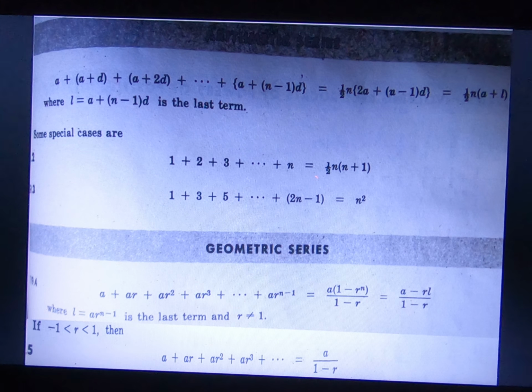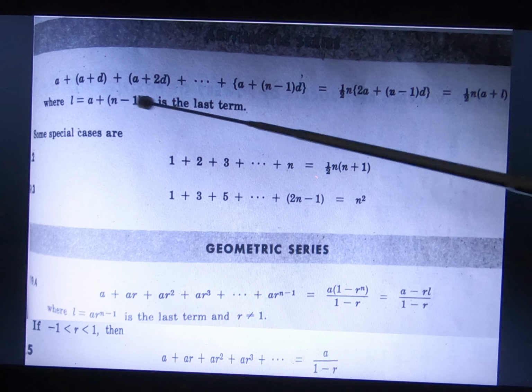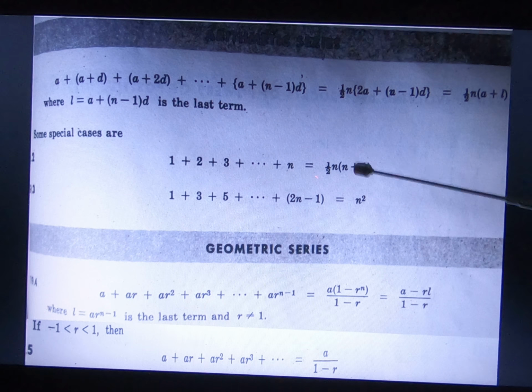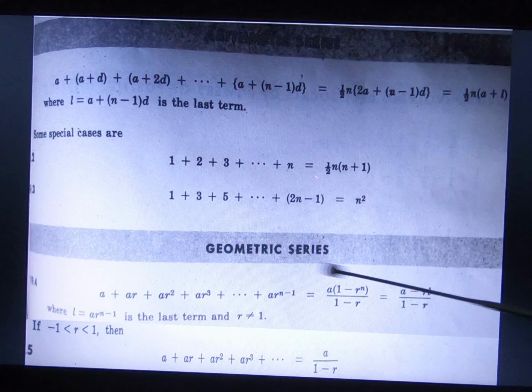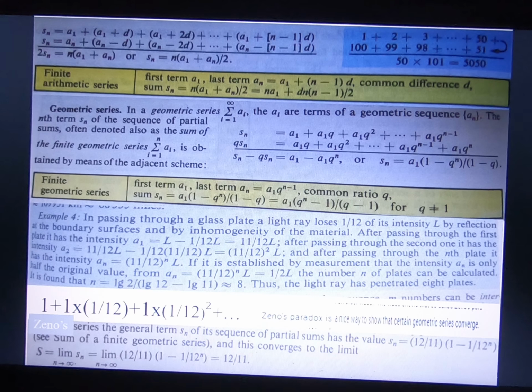Now I'll give you some examples of the arithmetic series. Its definition is like this, and these are some examples, and I will show you how they come up with this formula. And the geometric series is like this, and if it is in this range, it will equal this. So let's see how they come up with this.